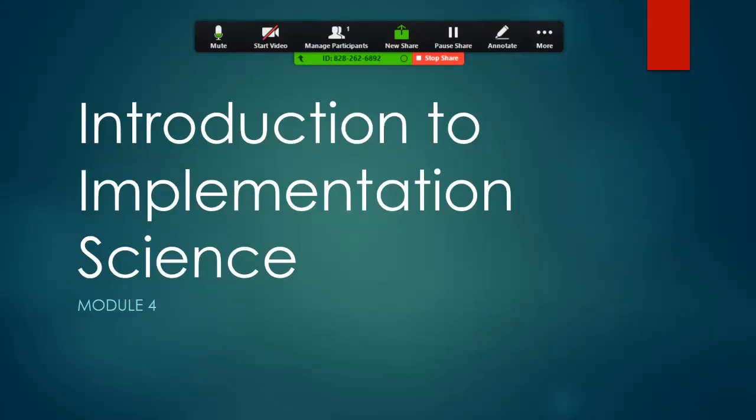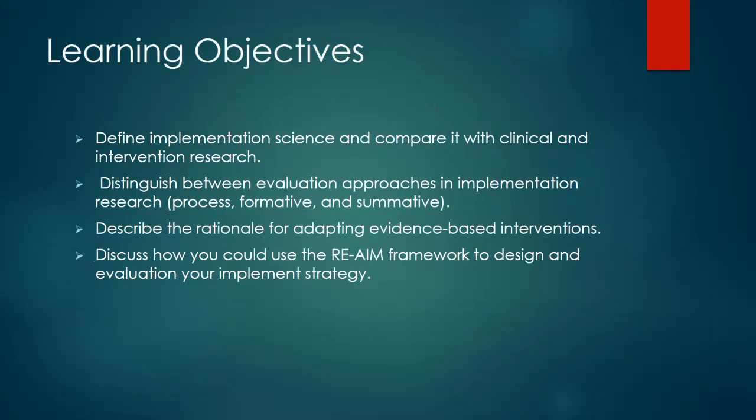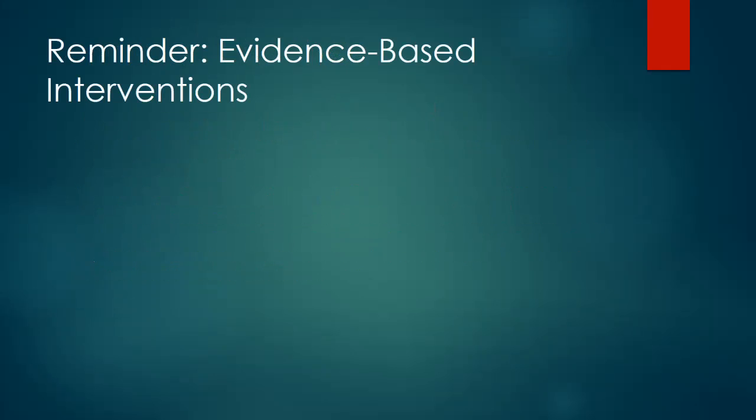This video will provide an introduction to implementation science. Our objectives are to define implementation science and compare it with clinical and intervention research, distinguish between different evaluation approaches in implementation research, namely process, formative, and summative evaluations, describe the rationale for adapting evidence-based interventions, and finally discuss how to use a framework, specifically the RE-AIM framework, to design and evaluate an implementation strategy.